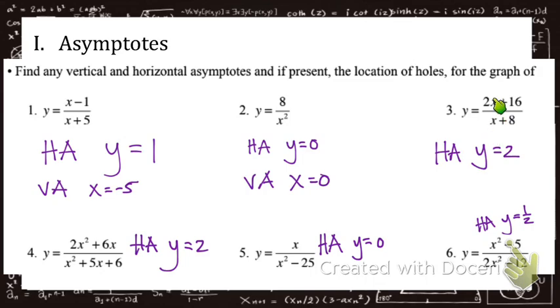This next one, if I factor a 2 out of the top, I get 2 times x plus 8. So there actually is a hole. There's a hole at the factor x plus 8, which is x equals -8. And because of that, once it does simplify, there is no longer a vertical asymptote there. So our hole is at x equals -8.